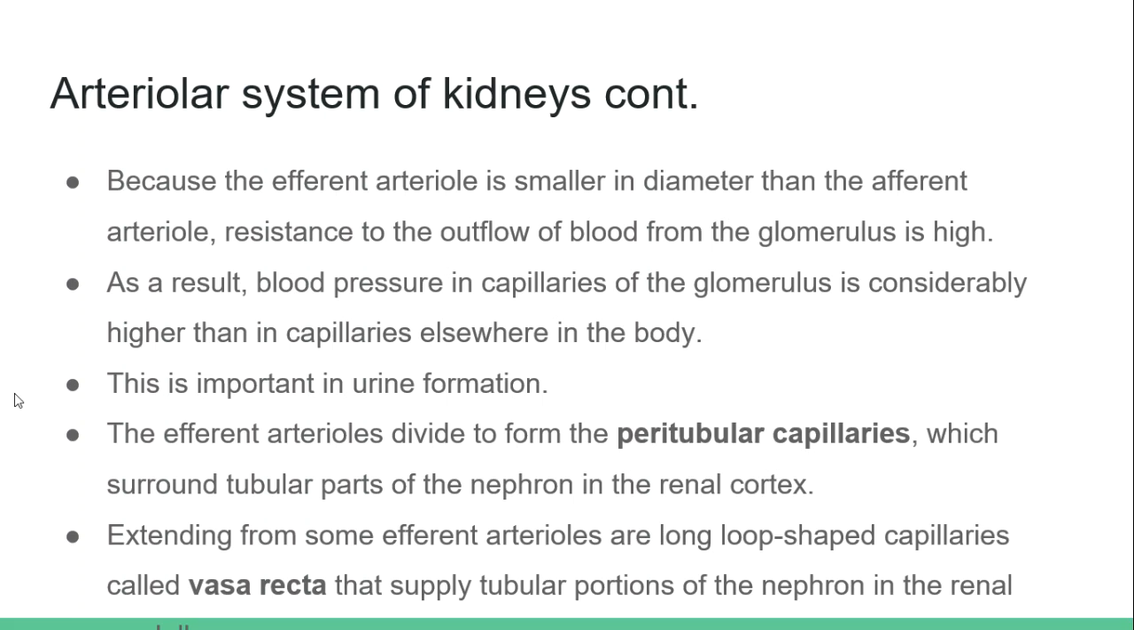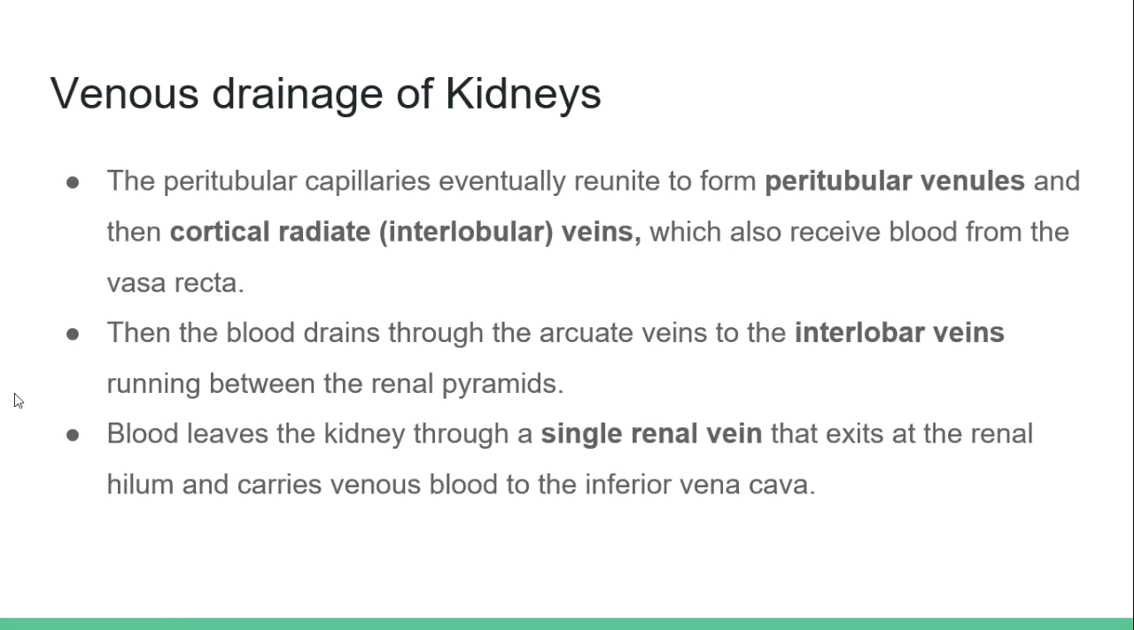So the efferent arteriole is divided into the peritubular capillaries, which surround the tubular parts of the nephron in the renal cortex. Extending from some efferent arterioles are long loop-shaped capillaries called vasa recta that supply tubular portions of the nephron in the renal medulla.